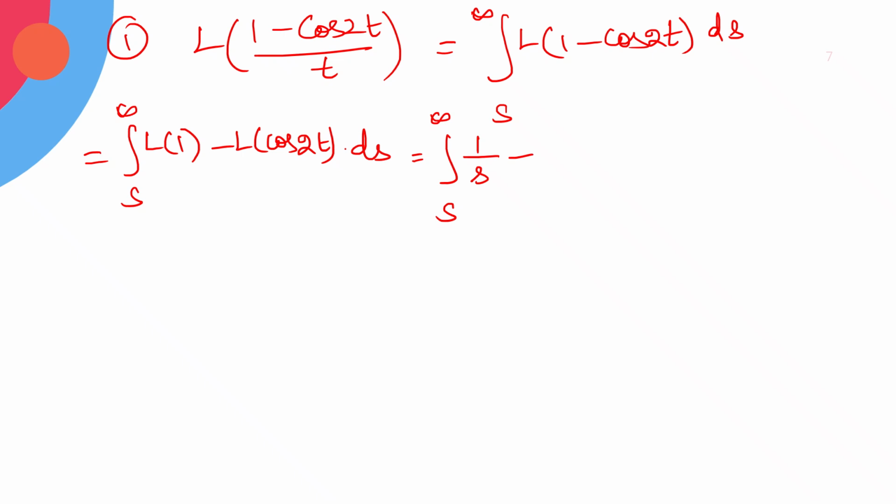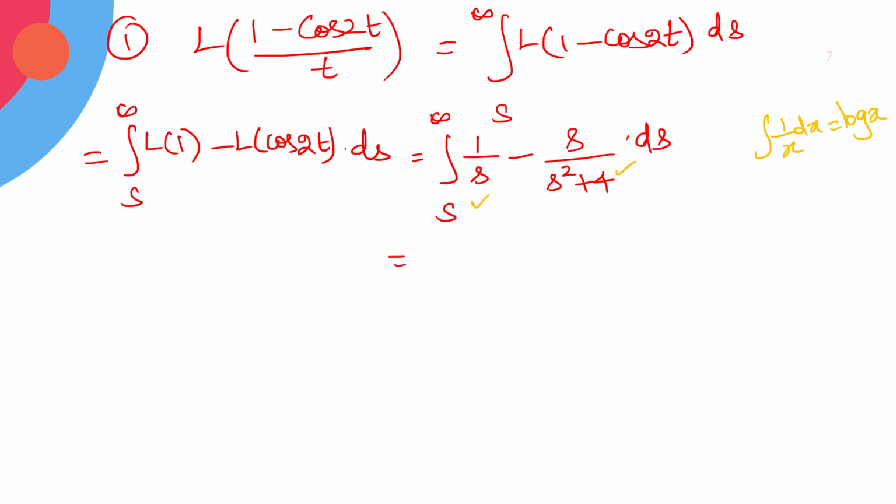Minus, what is L of cos 2t? It is s divided by s square plus 4 into ds. So we have to integrate this one. And very clearly we know that integration of 1 by x into dx is equal to log x. And whenever the differentiation of the denominator is in the numerator, we will go for log. That means for both these integrations, I will be getting the answer as a log function.